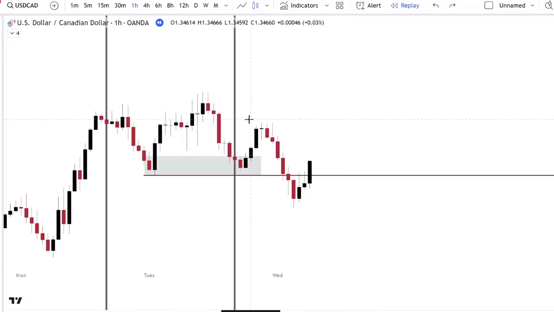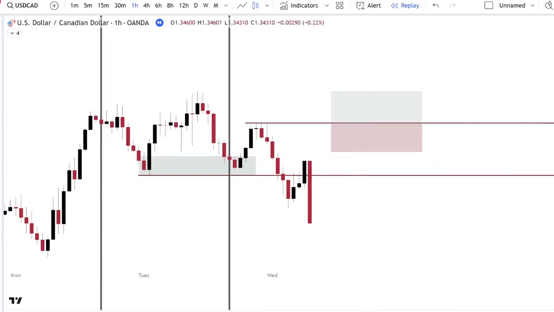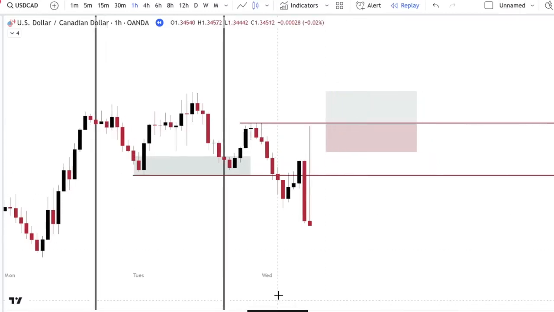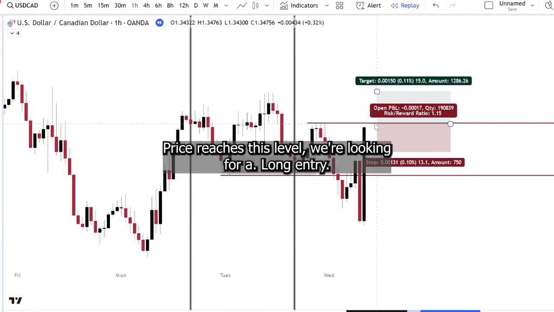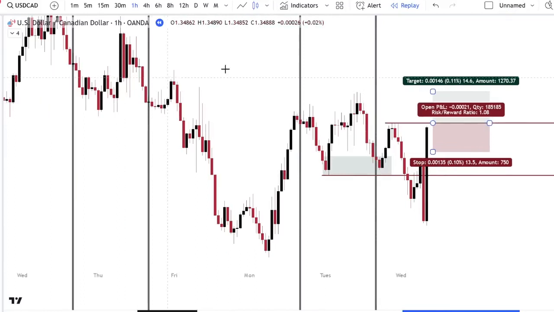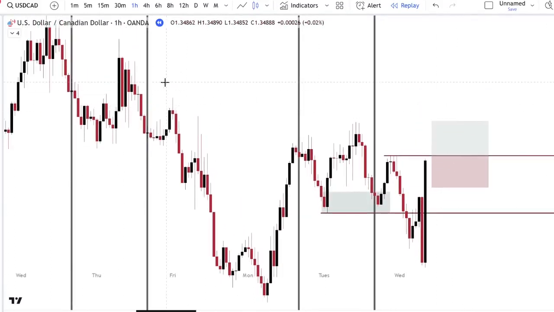So what are we waiting for now? Once price breaks this level, we are looking for a long entry. So now once price reaches this level, we're looking for a long entry. And where would our TP be? You always want to look to the left and see any point where price can find rejection. Here you don't see a clear price action level, so this is where you pull your support and resistance level and find a high rejection point.